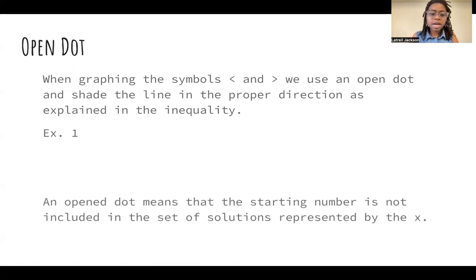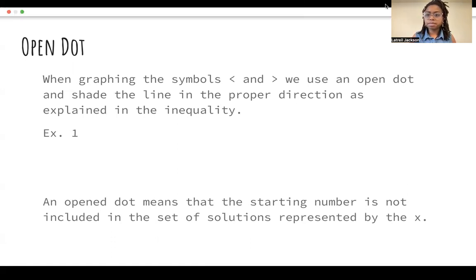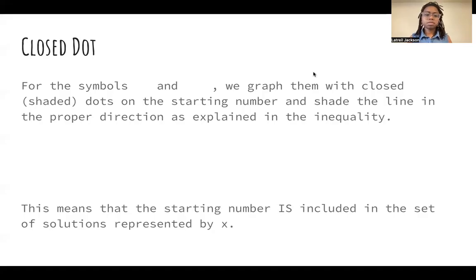All right, so once again, an open dot means that the starting number is not included in the set of solutions represented by x. So close dot. For these symbols, we have less than or equal to, and greater than or equal to. For these symbols, we graph them with a closed or shaded dot on the starting number and shade the line in the proper direction as explained in the inequality.